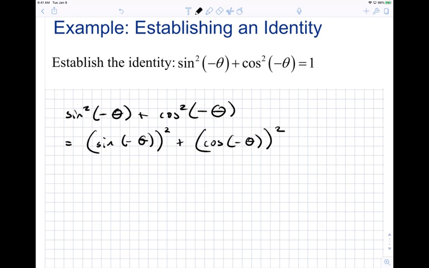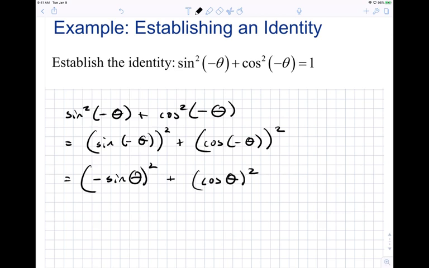Okay, so the first one becomes negative sine of theta, like this, and we're still going to say quantity squared. The second one becomes what? Yeah, so the negative essentially goes away. Because cosine is even, it becomes just cosine of theta quantity squared. Is that okay? So then what is it?